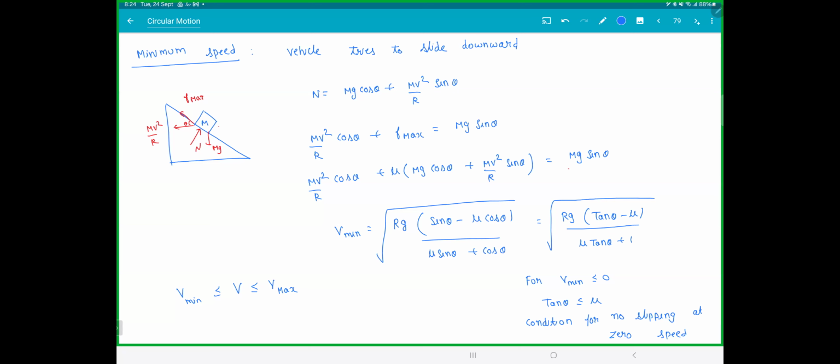That means the vehicle can't move, it should be at rest. So the minimum speed is 0 and the maximum speed is also 0 only. You can do anything. Okay. Clear with this? Let's see a question based on this.